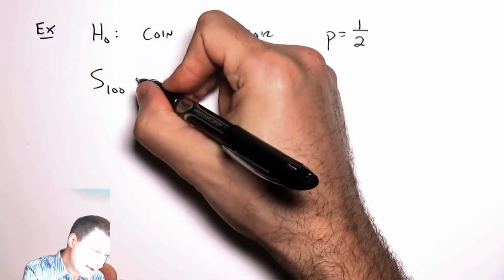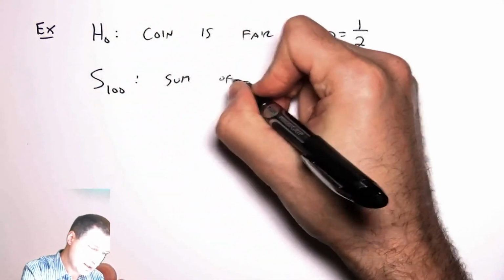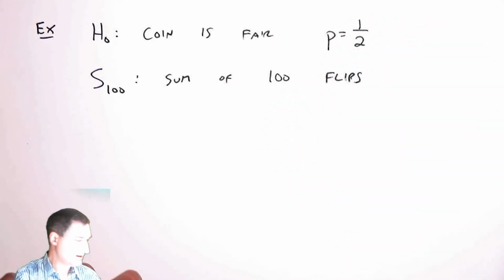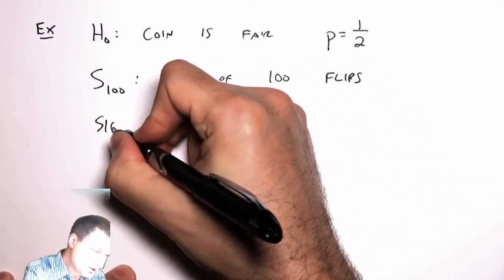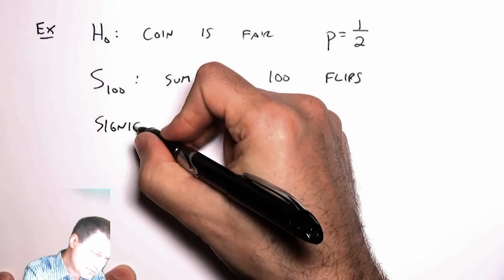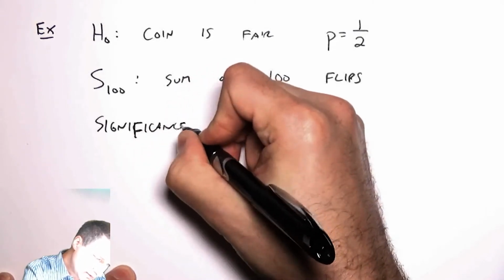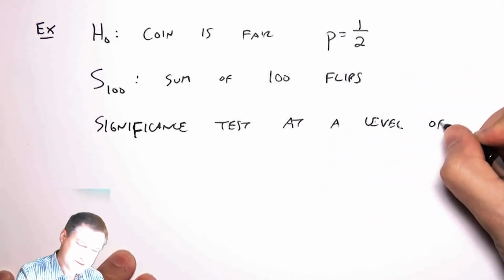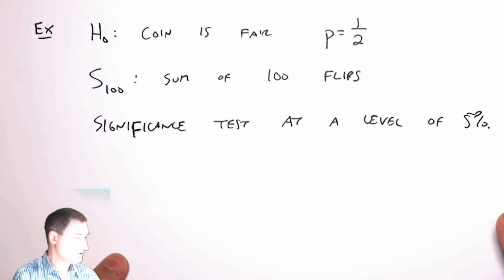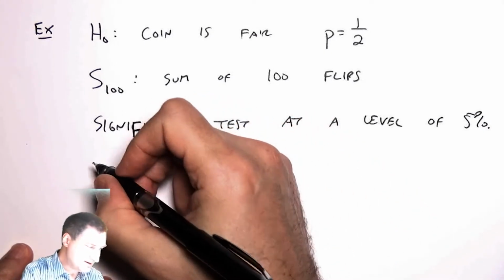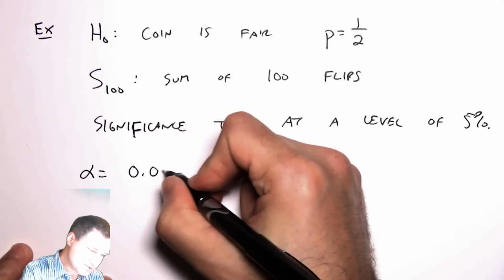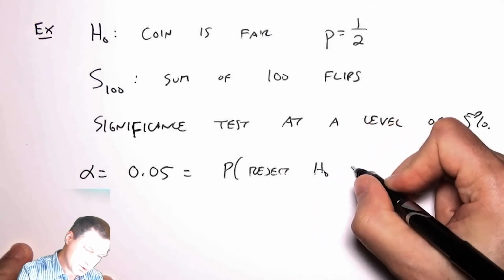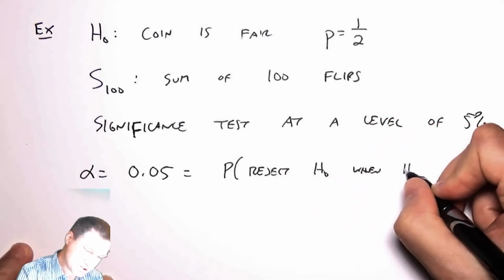Now I'm going to look at S100, which is the sum of 100 flips, with 1 being heads and 0 being not heads, right? So what I want to do is find a significance test at a level of, say, 5%. Okay. What this means is that I want to find alpha equals 0.05, which is the probability of rejecting H0 when H0 is true.